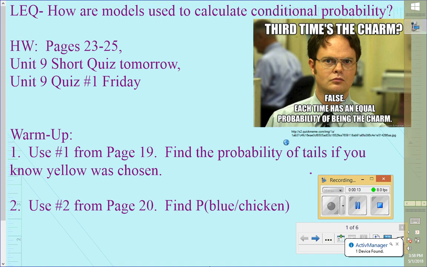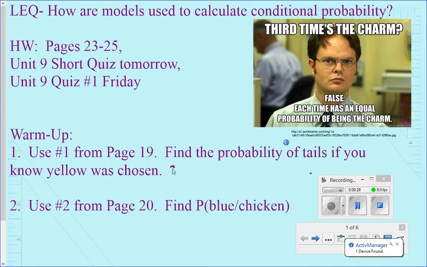So you're supposed to go to page 19 and use problem number 1. Find the probability of tails if you know yellow was chosen. Well, we already have the diagram from yesterday from page 19. So using that diagram, I'm looking for the probability of tails given yellow.